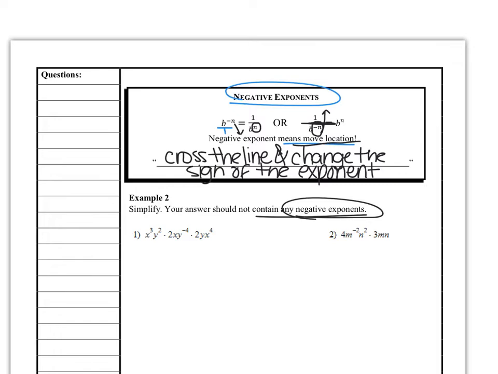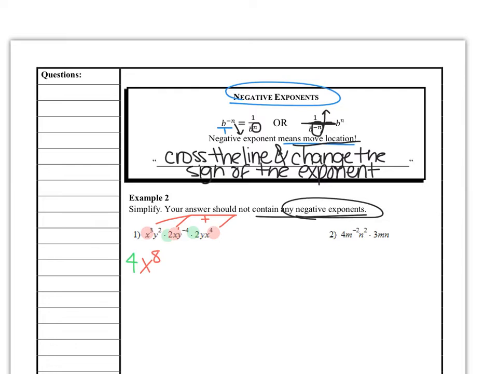So first I want to look for any coefficients. So I see this 2 and this 2, so that means that I can multiply them, not add them, multiply them to make 4. And then I look for the next variable, so I see x to the third, an x, and an x to the fourth. So remember that what we do with them is we take those exponents, remember this one has a power of 1, and we add them up. So this gives us x to the 4 plus 1 is 5, plus 3 more is 8.